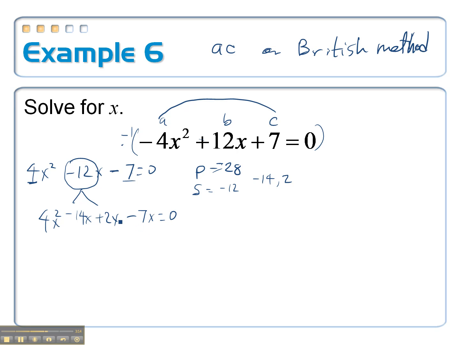Okay? Now I don't want to go ahead and combine these, because if I combine them, I'm just going to end up back where I started. So I put parentheses around this first set, and I put parentheses around the second set, and then what I'm going to do is what's called factor by grouping.